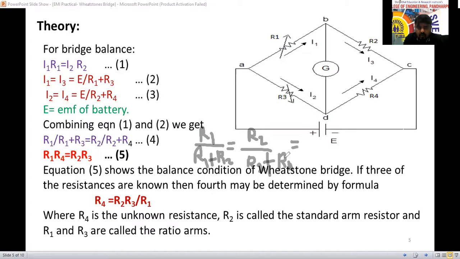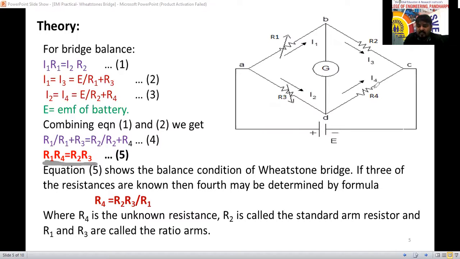This R2 plus R4 you send to the LHS side, it will multiply into R1, and R1 into R2 you send to this side. Rearranging the equation, moving terms from LHS to RHS, by substituting and equating all the equations and rearranging the terms, we get the final equation, that is R1 R4 equal to R2 R3. This is the equation for the bridge at the balanced condition. If the bridge is balanced, then R1 R4 equals R2 R3.